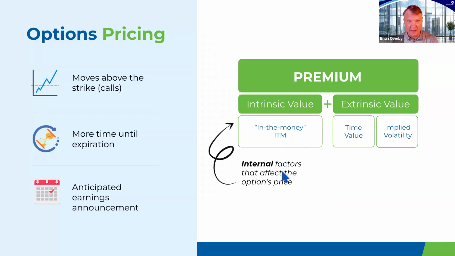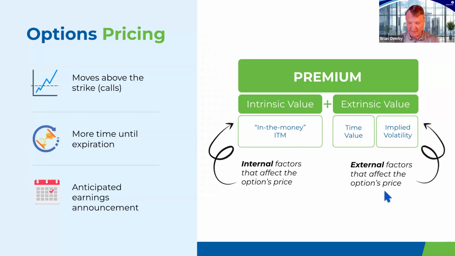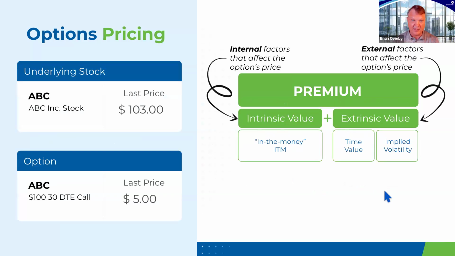The intrinsic value, it's always got to trade for that. So it's always going to be trading for that intrinsic value. And then you've got external factors that affect the option's price, like time value and implied volatility. So let's work through one example here.